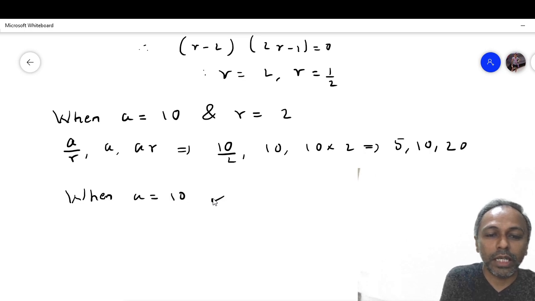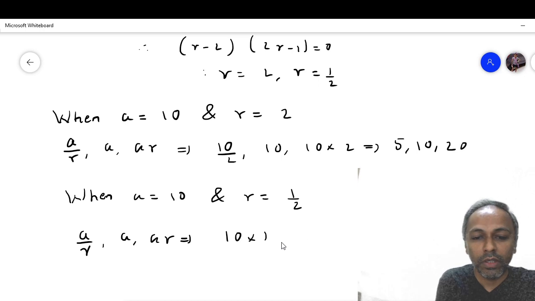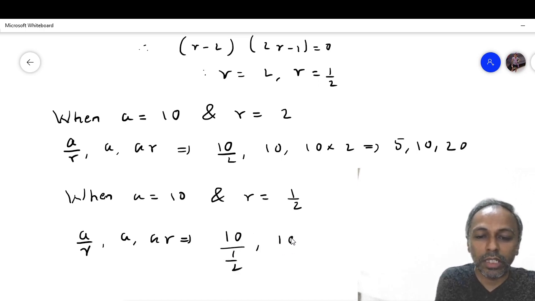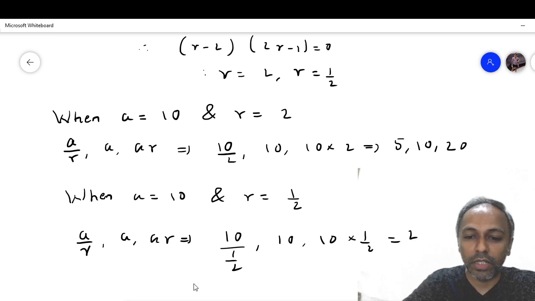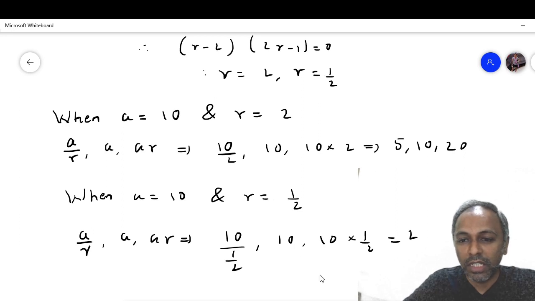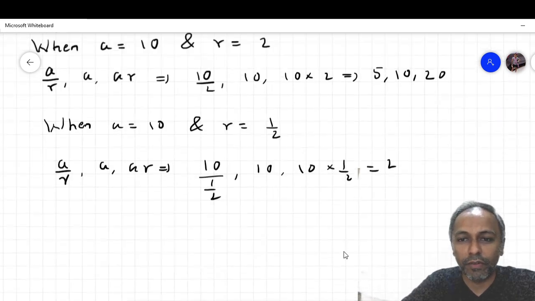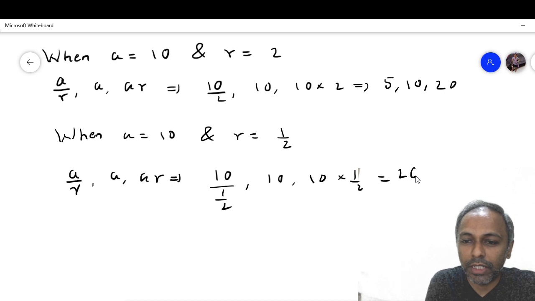When a is equal to 10 and r is equal to half, we will get a upon r, a, ar becoming 10 upon 1 upon 2 comma 10 comma 10 into 1 upon 2, which will become for us exactly reverse of what we have got before, right? We'll get exactly reverse of what we have got before, and that will be 20, 10 and 5.